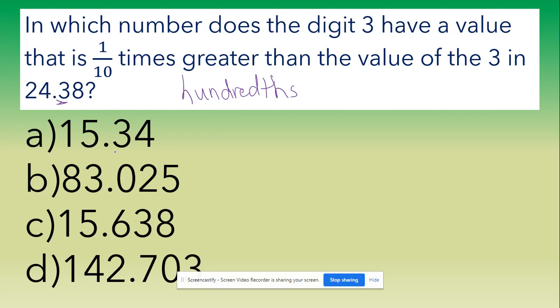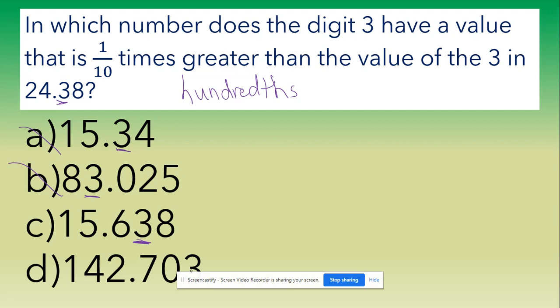Starting with A, I'm going to underline the 3. I see that the 3 is in the tenths place, but we already said we want it in the hundredths place. In B, the 3 is in the ones place. That's not the hundredths place. In C, the 3 is in the hundredths place. So our answer might be C, but let's just double check with D.